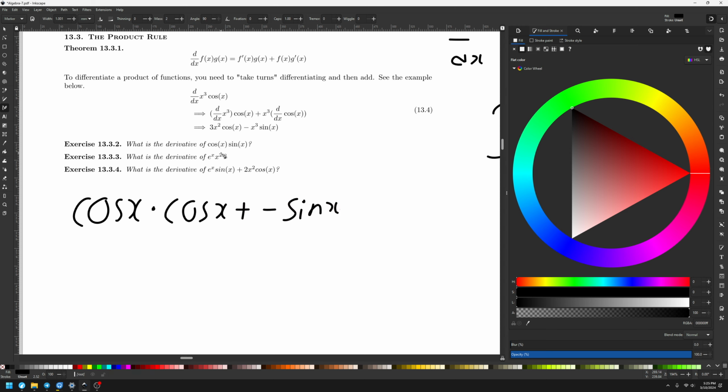And since we differentiated cosine of x, we have to leave the other one alone, which is going to be sine of x times sine of x. Okay, this is going to be cosine squared minus sine squared.